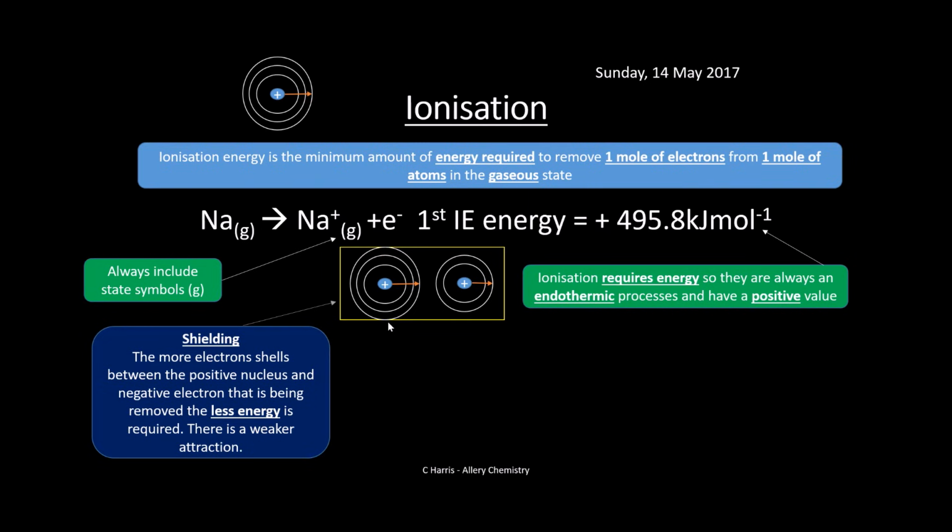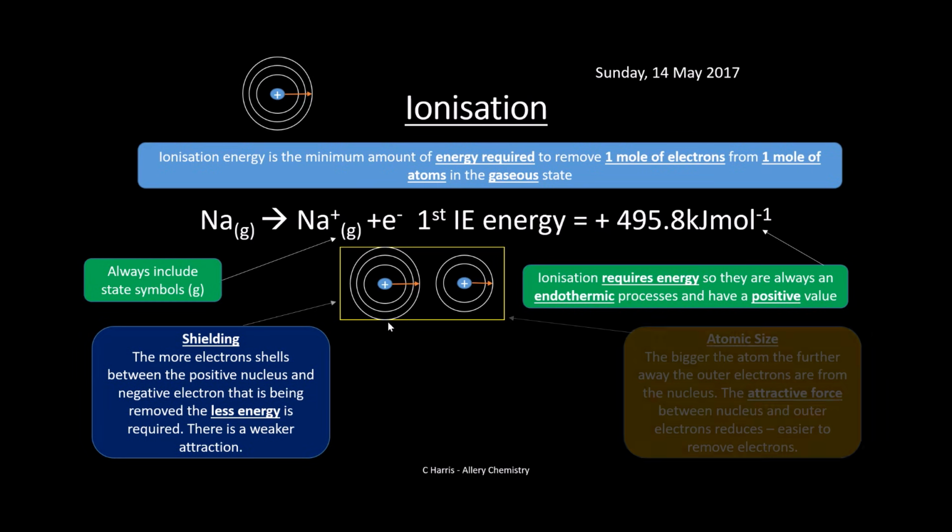Okay, so we've got shielding. Basically, the more electron shells between the positive nucleus and the negative electron that has been removed, which will be in the outer shell, the less energy is required. We've got this weaker attraction. So shielding you'll see quite a lot, and you're going to use this word quite a bit as well.